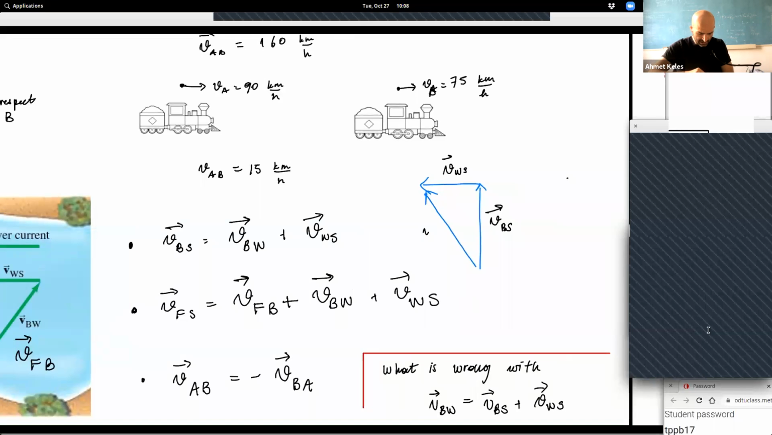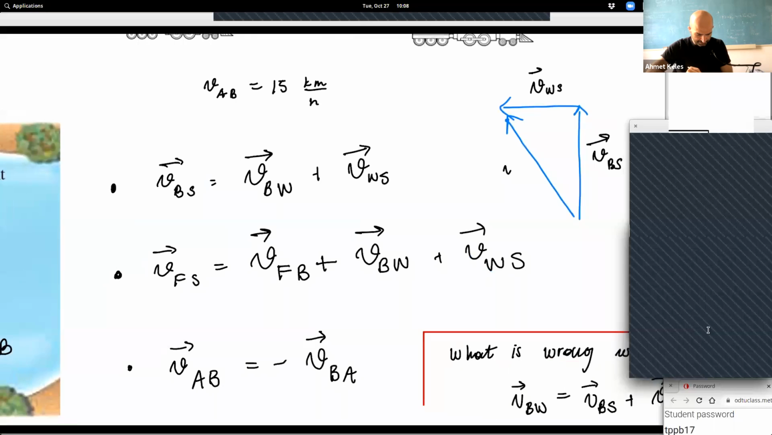Finally, let me just say that this is also a logical corollary. If VAB is like this, A's velocity with respect to B, you can switch A and B and put a minus sign. Basically, B's velocity with respect to A is minus of this. And that's, I think, logical, right? If I am moving with, I don't know, 5 with respect to you, you are moving minus 5 with respect to me. I mean, you just switch.